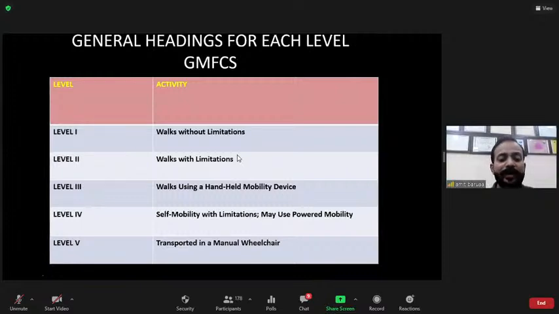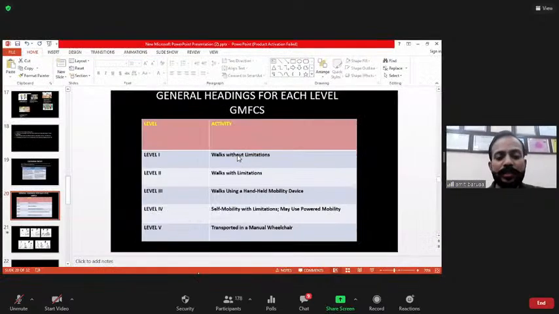Level 5 is totally dependent, even for the transitions, within the house, outside the house, everything. They need maximum support. So there are some differences. Why is it important? Because there is no confusion between level 1 and level 5, but there is some confusion in between, whether it is level 1 or level 2, whether it is level 2 or 3, because they look similar within the scenario.